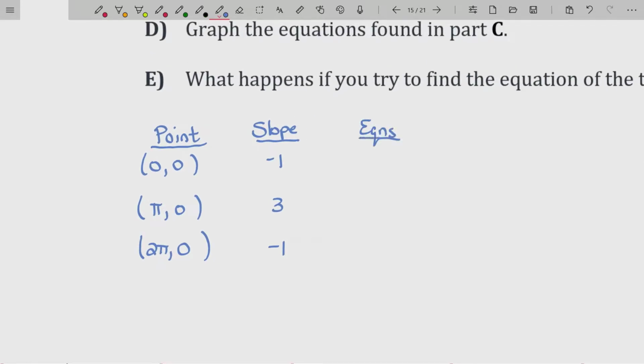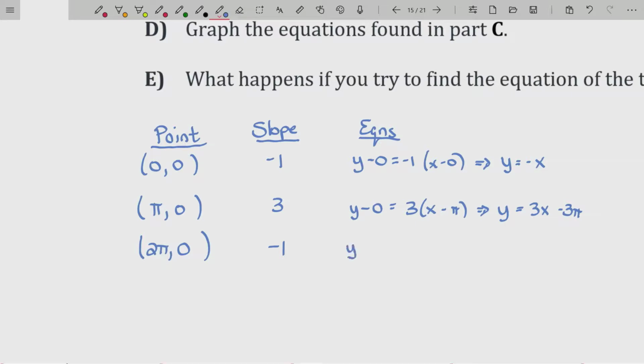EQNS means equations for me. And so the very first one has an equation of y minus 0 is equal to -1 times x minus 0. Or in other words, y is equal to a negative x. The second point there at pi comma 0: the equation of the tangent line is y minus 0 is equal to 3 times x minus pi. Well, that's kind of nice. That's y equals 3x minus 3 pi. Still a line, just has a y-intercept of -3 pi.